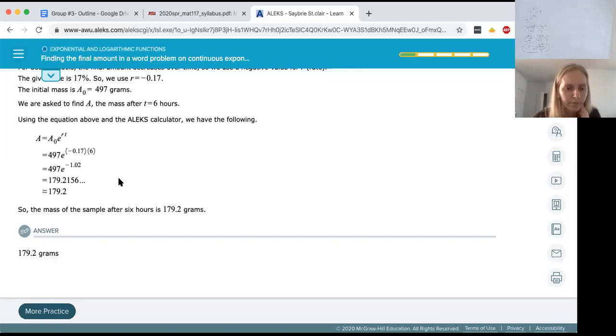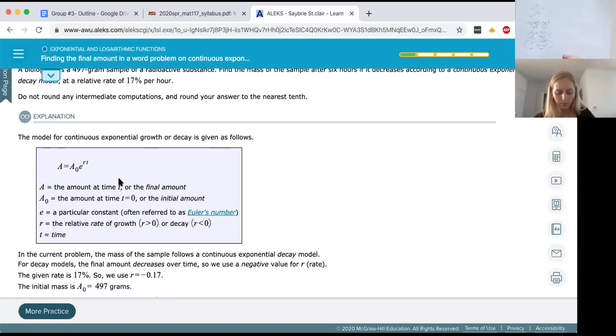Okay. And then it's 179.2 grams. Okay. I think I have a picture of this, but I'm just going to take a picture of it again anyway.